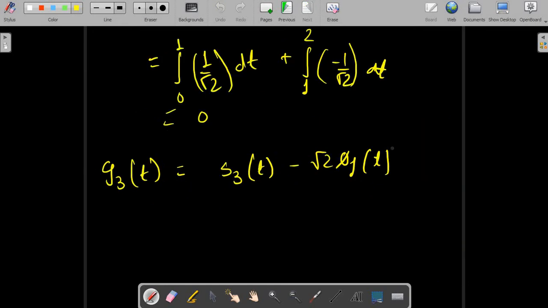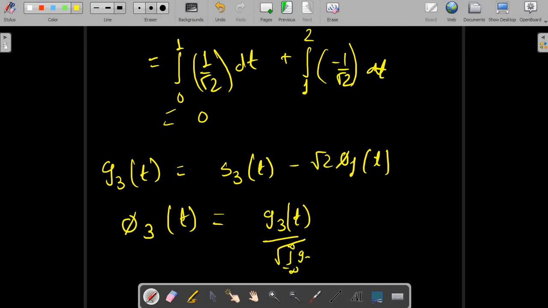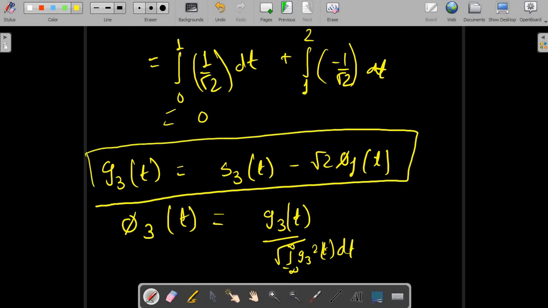Now let's plot this function g3(t), because we need to calculate its energy in order to find our phi 3(t). To find phi 3(t), we have to normalize this g3(t) by its energy. First of all, our task is to find this function, and this is simple, just signal multiplication and subtraction like this. So I am plotting it side by side.